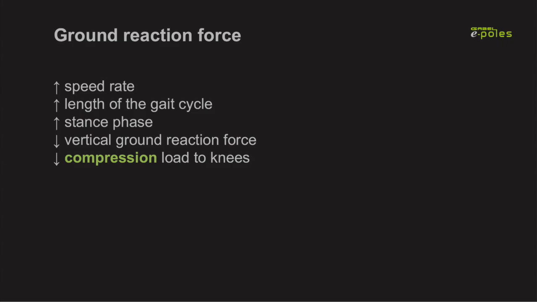Some studies conclude that the speed and the length of the gait cycle is superior to that of natural walking. Other studies register a reduction of the vertical ground reaction force and a reduction of compression load to the knees. On the other hand, some reported that the vertical reaction force of natural walking doesn't differ from that of Nordic walking. It seems that the common opinion that Nordic walking is able to reduce the loading on the lower limbs by 30 to 50% should be reconsidered.